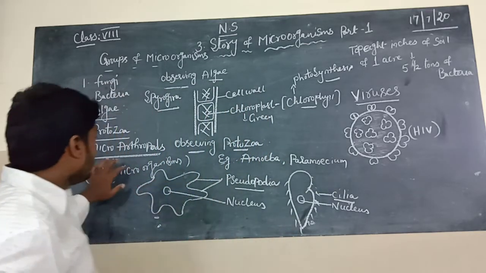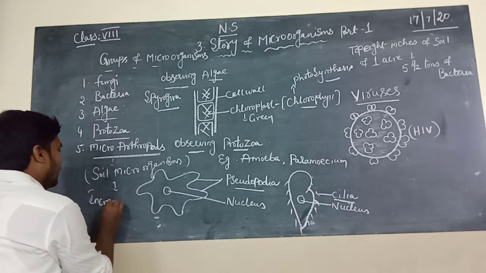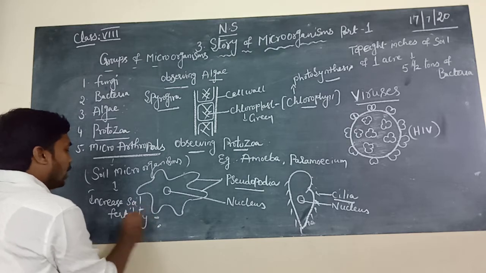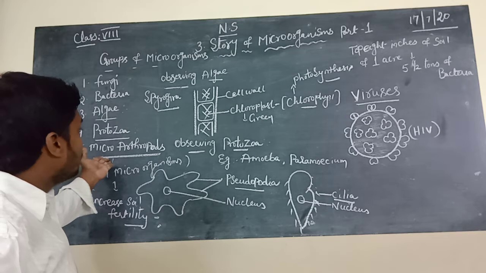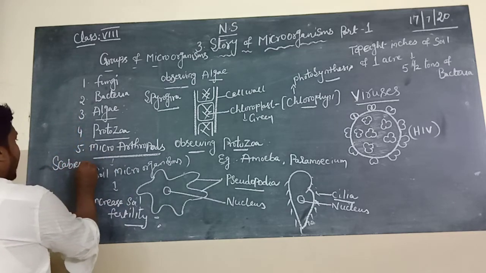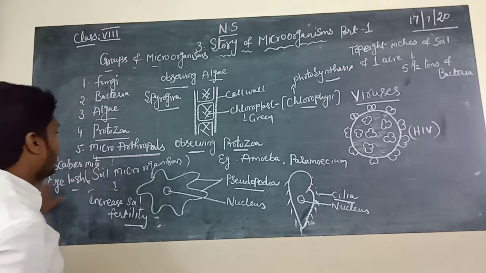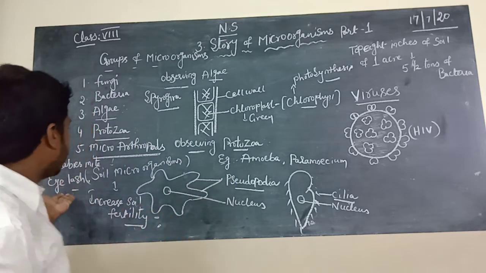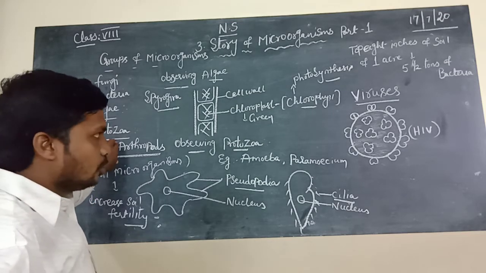microarthropods. Do you know these soil microorganisms are very useful to increase soil fertility? They are found in soil, which helps to increase the soil fertility. Examples of soil microarthropods are scabies mite and eyelash mite. Scabies mite causes a skin disease known as scabies. Eyelash mite causes eye infection. So this is about microarthropods.